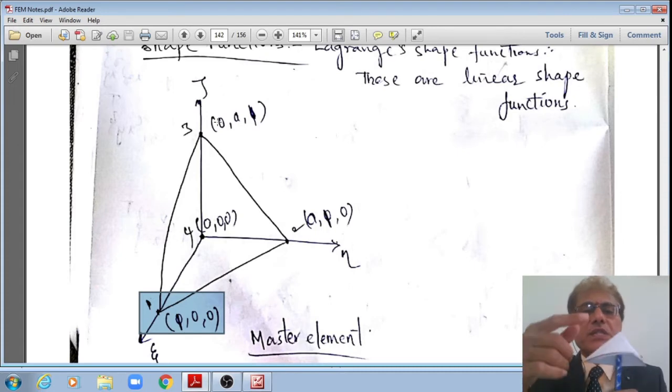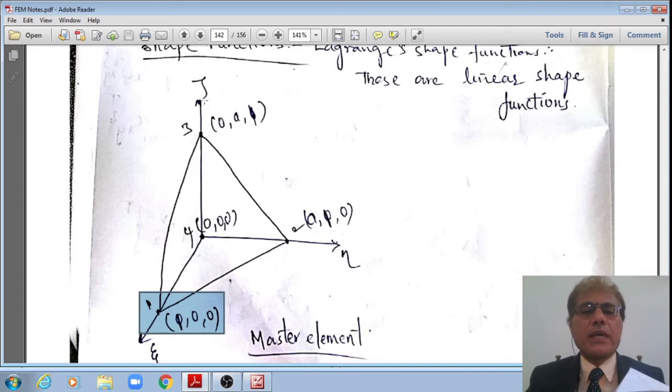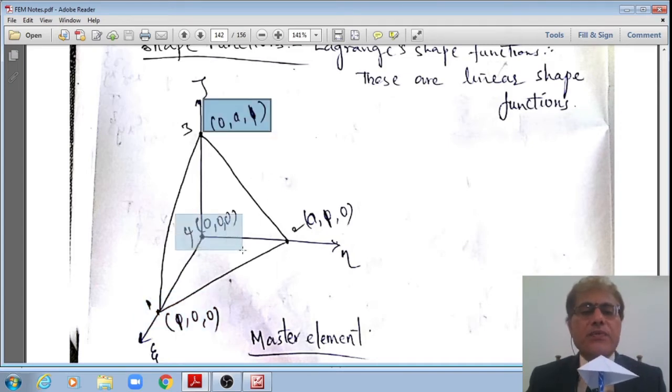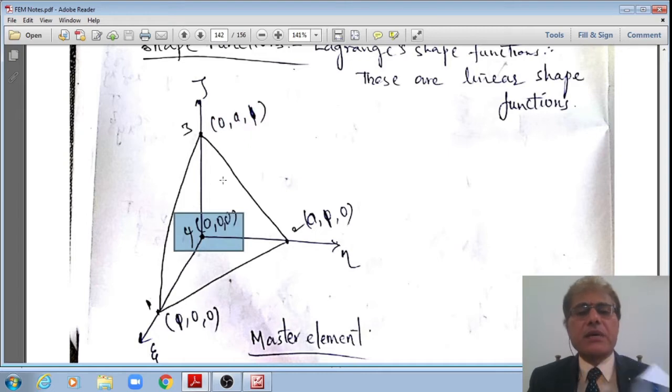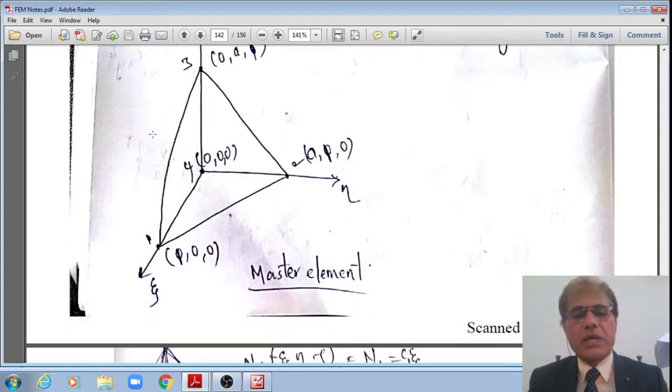Similarly, in order to reach this node 3, I'll move in the upward direction by 1 unit. Therefore its coordinate in the local coordinate system is given by 0, 0, 1, whereas node 4 is at the origin, right, 0, 0, 0. That is how the master element coordinates are given in the local coordinate system.